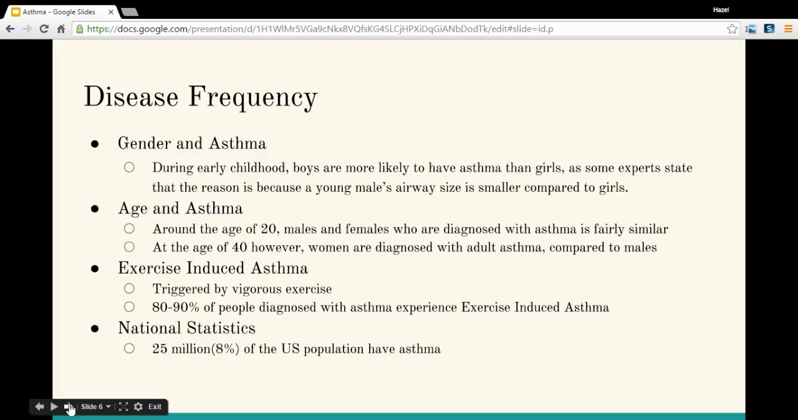However, around 40 years old, women are more likely to be diagnosed with asthma compared to males. As for exercise-induced asthma, which is triggered with vigorous exercise, 80 to 90% of people who are diagnosed with asthma experience exercise-induced asthma. And for national statistics of the United States, around 8% of the population, or 25 million, have asthma.